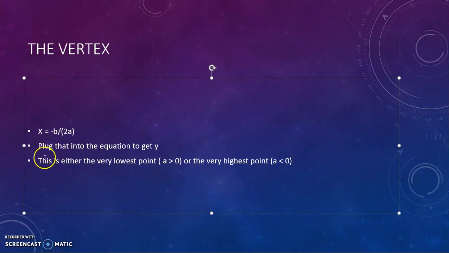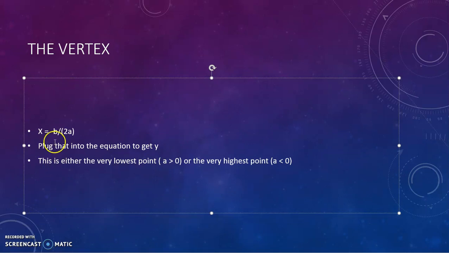And so to calculate this, either at the very highest point or the lowest point, the x coordinate is always minus b over 2a. Now that is your quadratic formula without your plus minus square root. So that's easy to memorize. If you got the other one memorized, just get rid of the square root part and you've got the formula for the vertex. And once you've calculated the x coordinate, plug that into the equation to figure out a y.